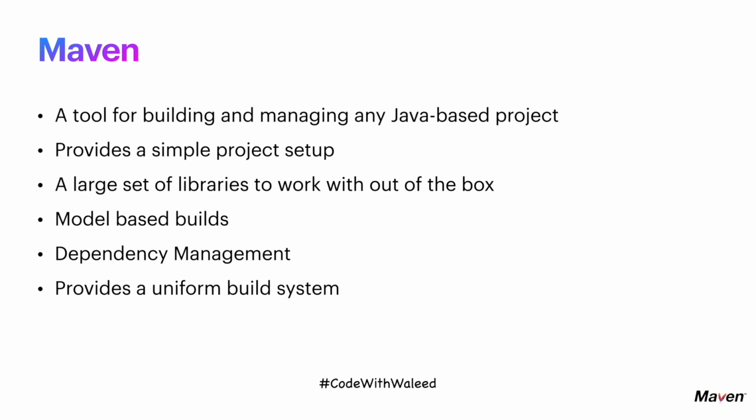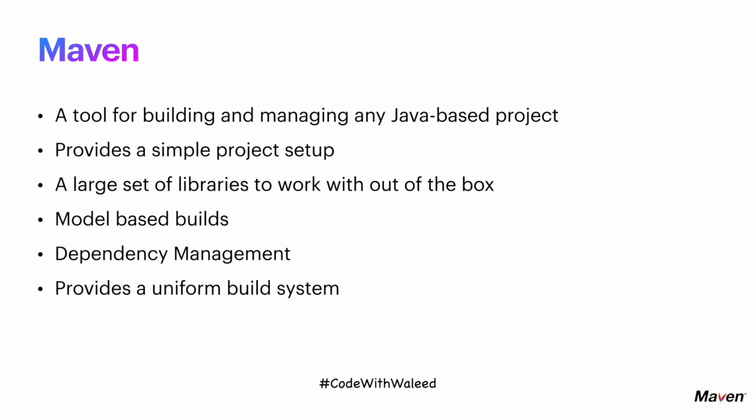It provides a uniform build system, right? That is, Maven builds a project using its project object model, what we appropriately call the POM. Once you familiarize yourself with one Maven project, you know how all Maven projects build. This saves you time when navigating between many different projects, right? That is when we say it provides a uniform build system.